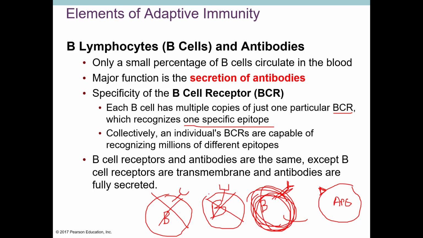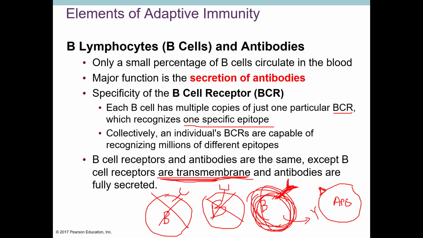All right, now when the B cell is activated, what happens? Well, the B cell receptor is actually the same molecule as the antibody. The only difference is B cell receptors are attached to the membrane, and once this B cell gets activated, it will start secreting its B cell receptor into the serum. It'll make more and release it.